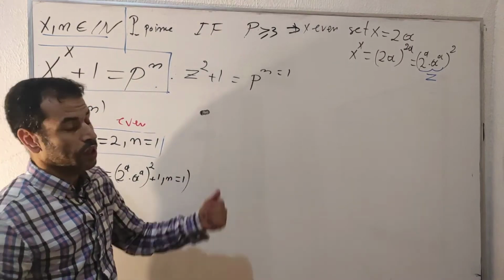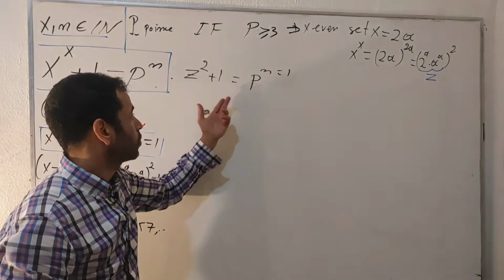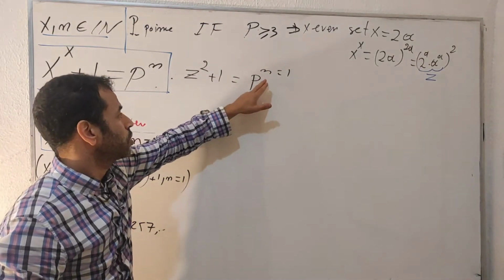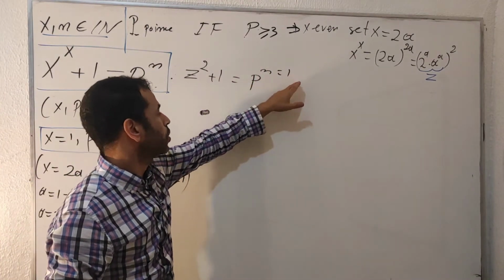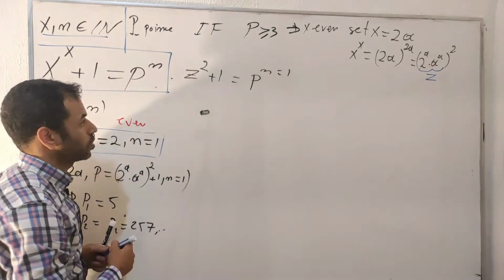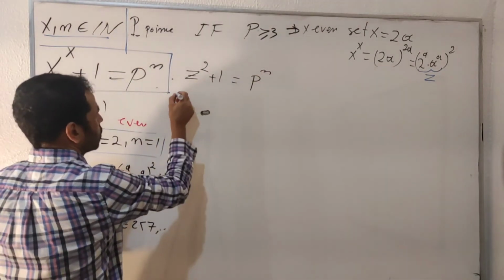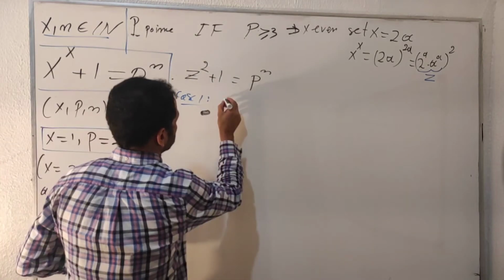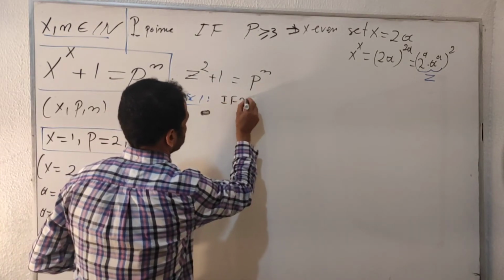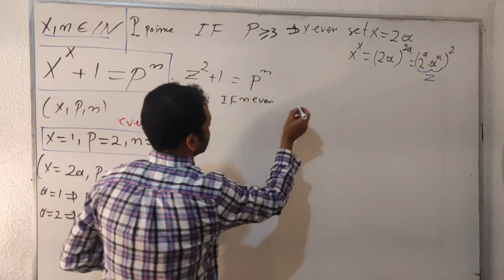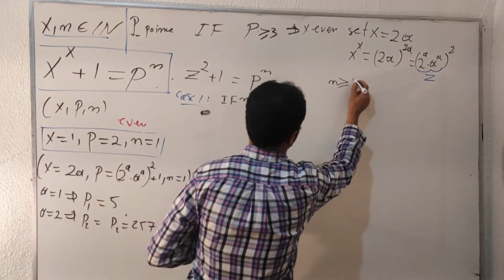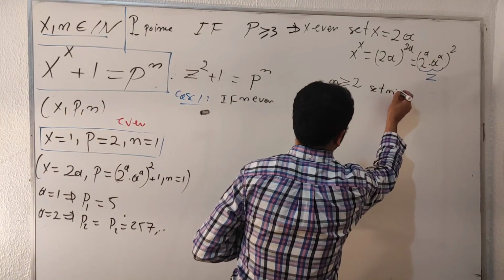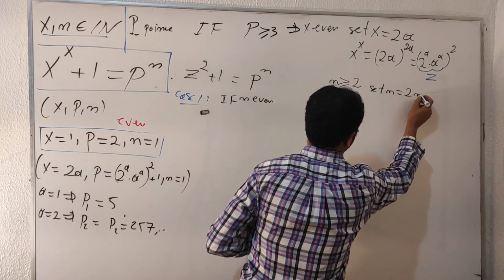Now let's do this one in an elegant way. Let's prove this one in a different way. Suppose we have n is not equal to 1. Suppose we have n above number 1. I'm going to break this into two cases. Case number 1, if n is even, which means n is greater than or equal to 2, like this. Let's set n equals 2m.